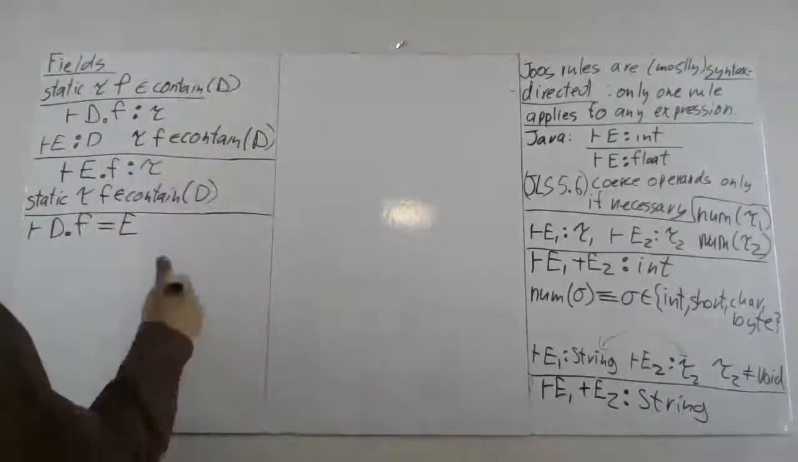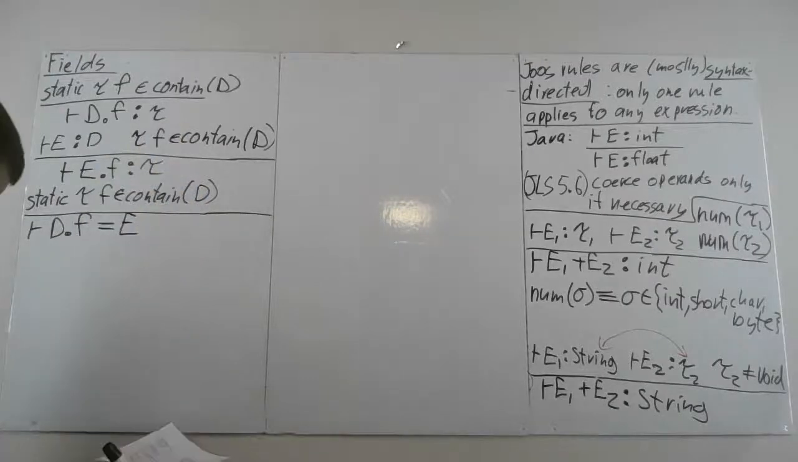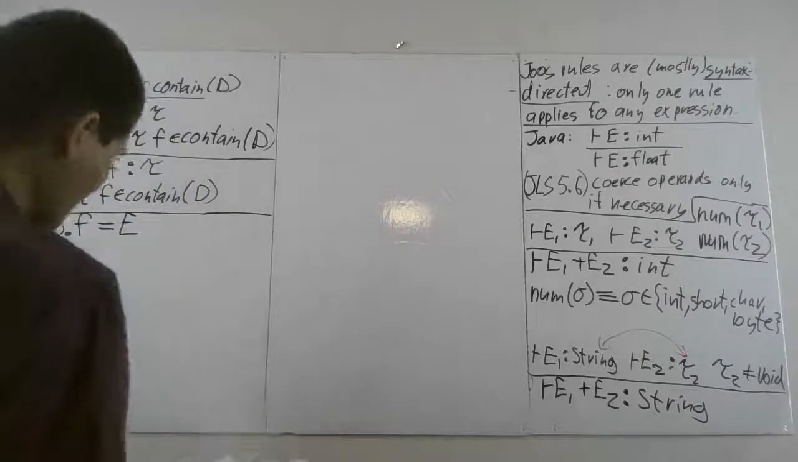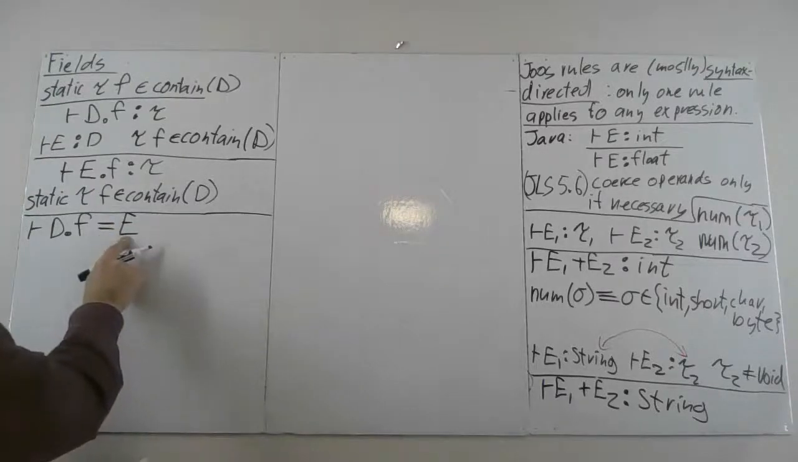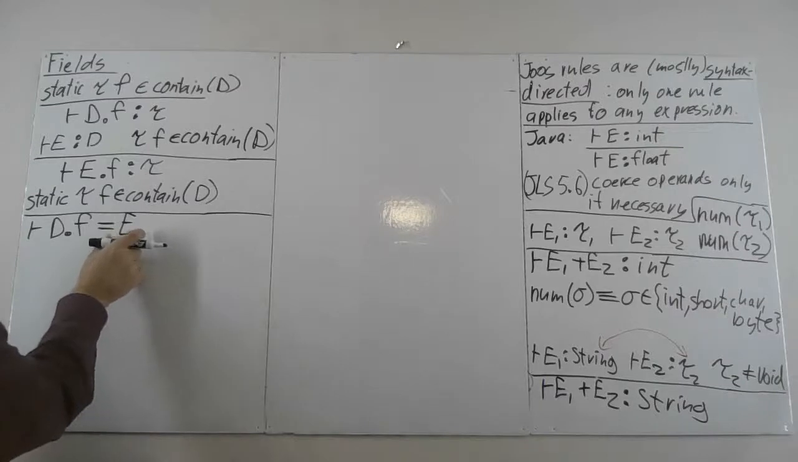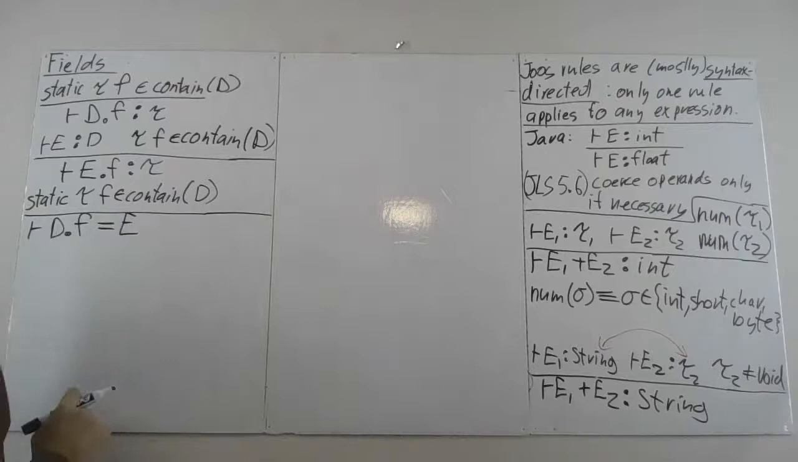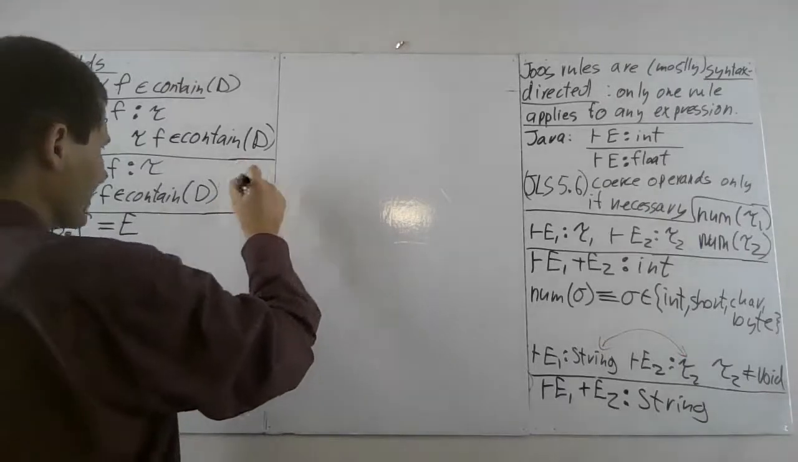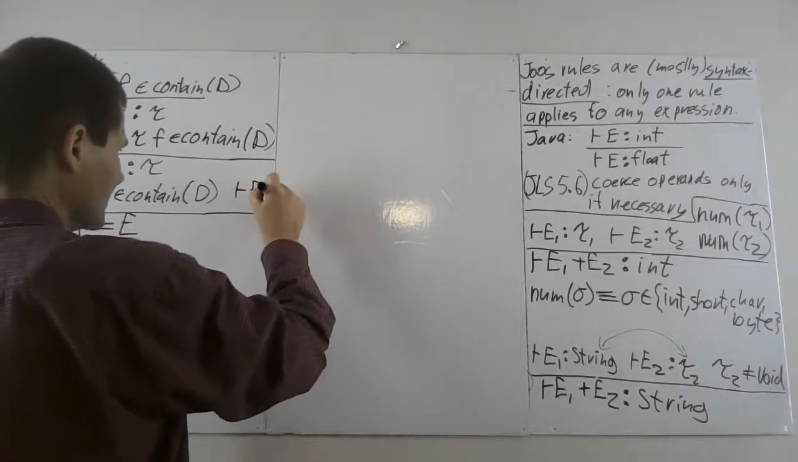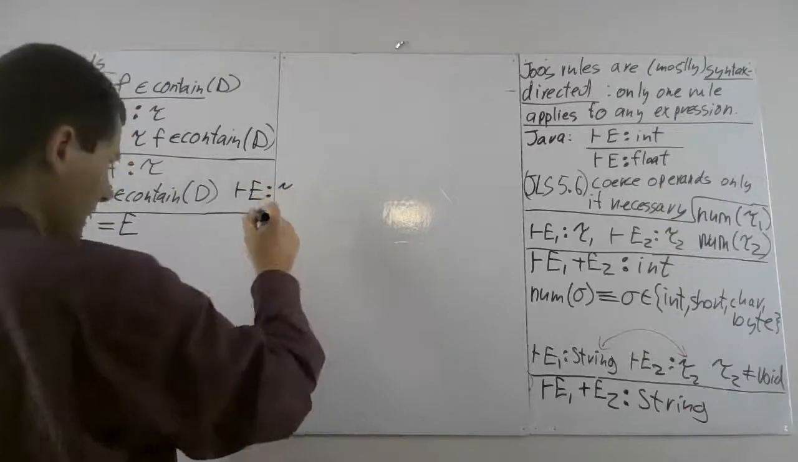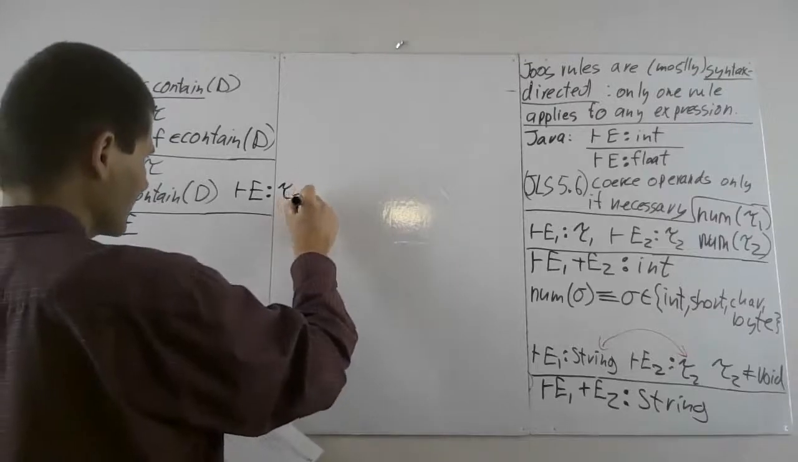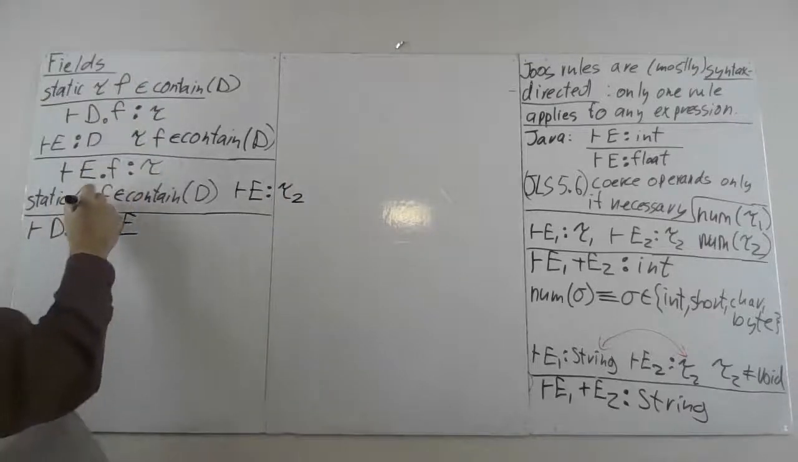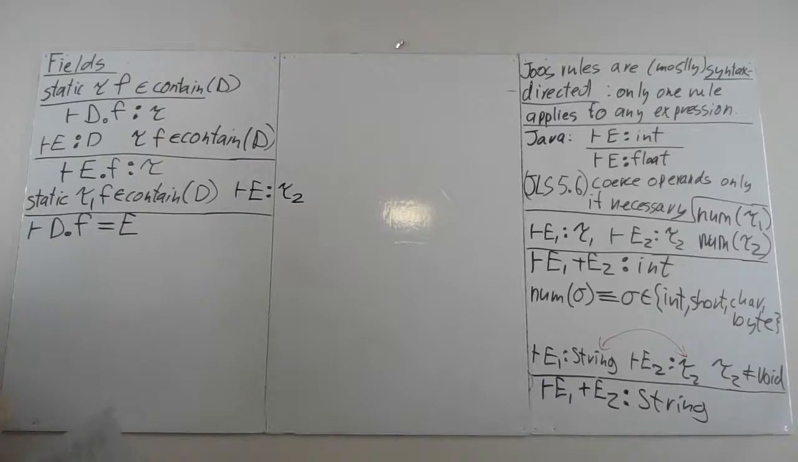All right. So static tau F. Okay. So we also need to type check the expression, and we're going to need to make sure that the type of the expression matches the type of the field. So I'm going to also type check the expression, and it has some tau. Let's call that tau 2. And I can call the type of the field tau 1.